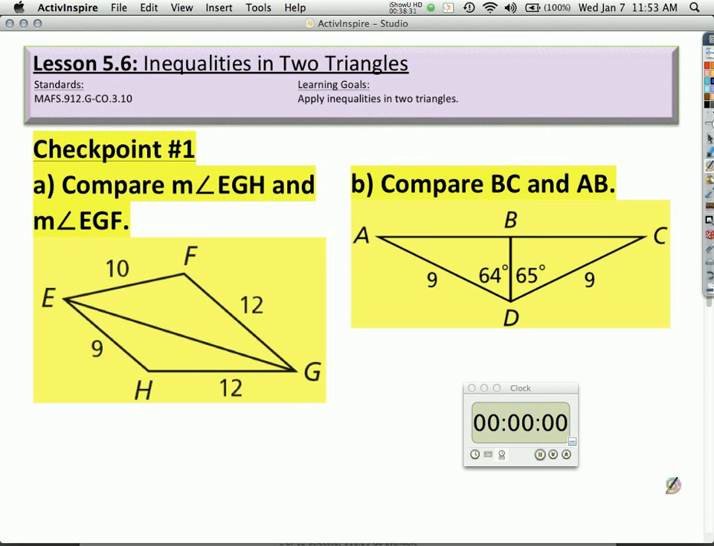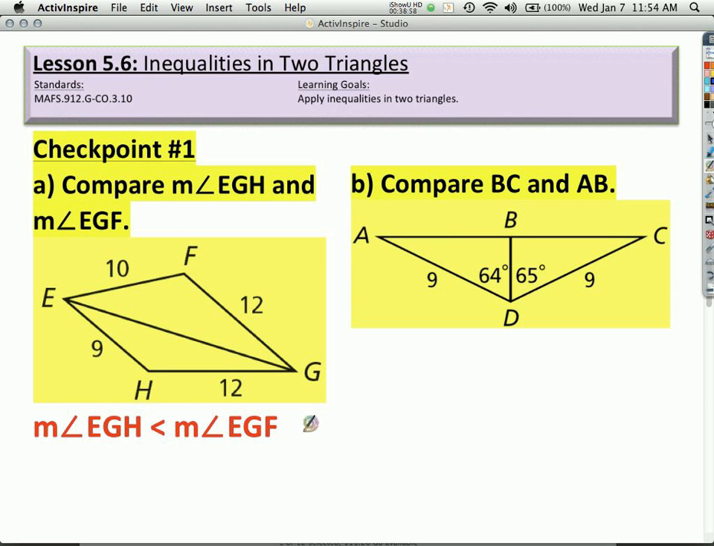All right, so let's see how we did. When I call on you, you tell me the statement that you wrote. For part A, I've got student 18 and student 9. Student 18, what did you write? Measure of angle EGF is greater than measure of angle EGH. Okay, and student number 9, what did you write? Angle EGH is less than angle EGF. Okay, so I think we said the same thing in 2 different ways. So you could say the measure of angle EGH is less than, or you could say the measure of EGF is greater than. Either way is fine.